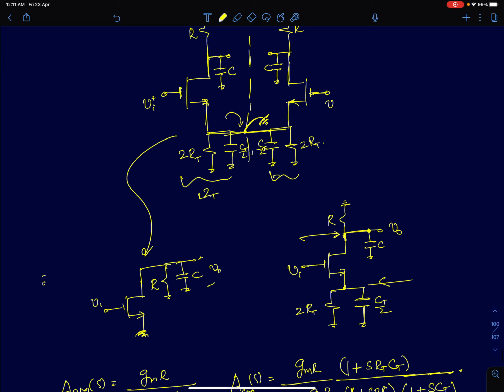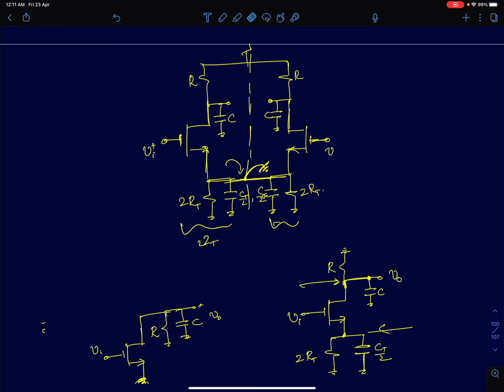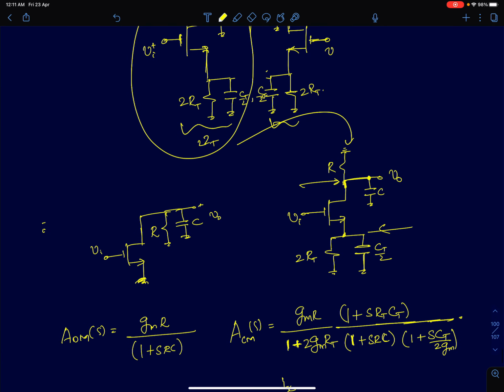At the output you still have a capacitance C and resistance R. So you have a load which is a parallel combination of resistor and capacitor. And to draw the common mode half circuit, we discussed that we have to open circuit this node, and this becomes your common mode half circuit. So that's what I've shown here. This is the common mode half circuit and this is your differential half circuit.